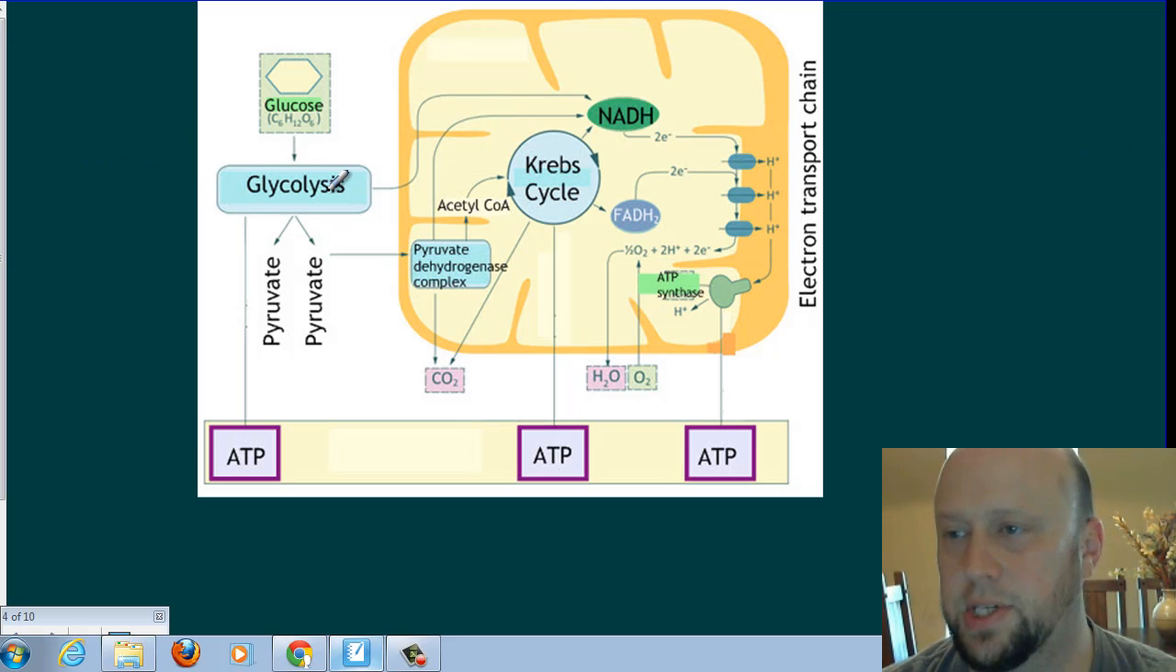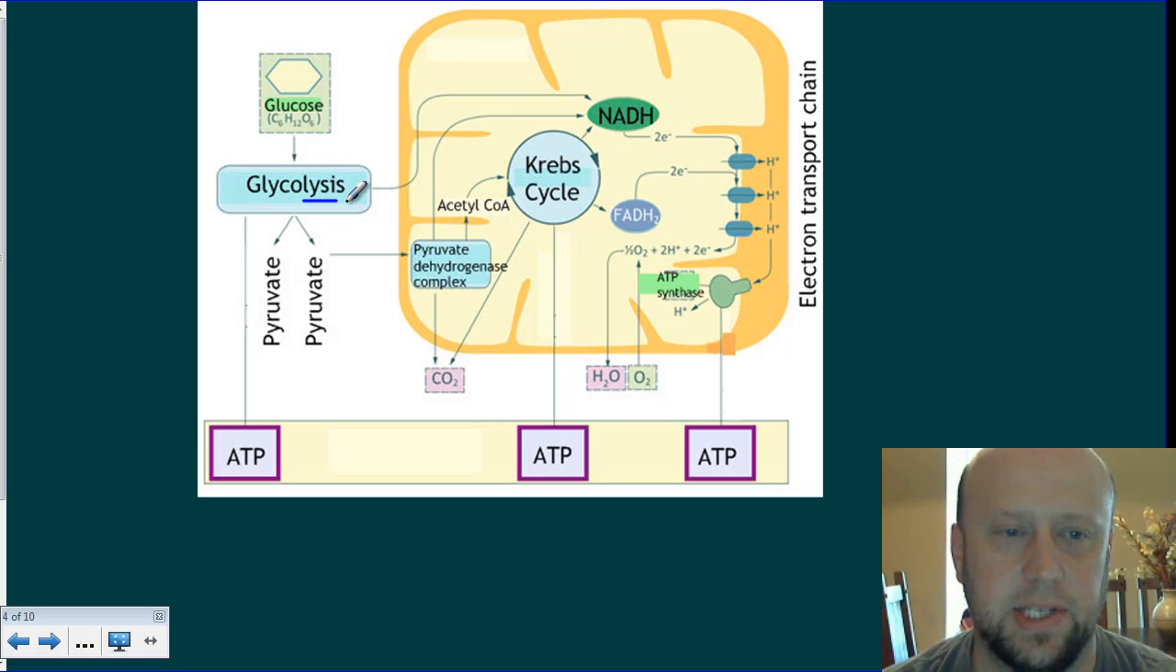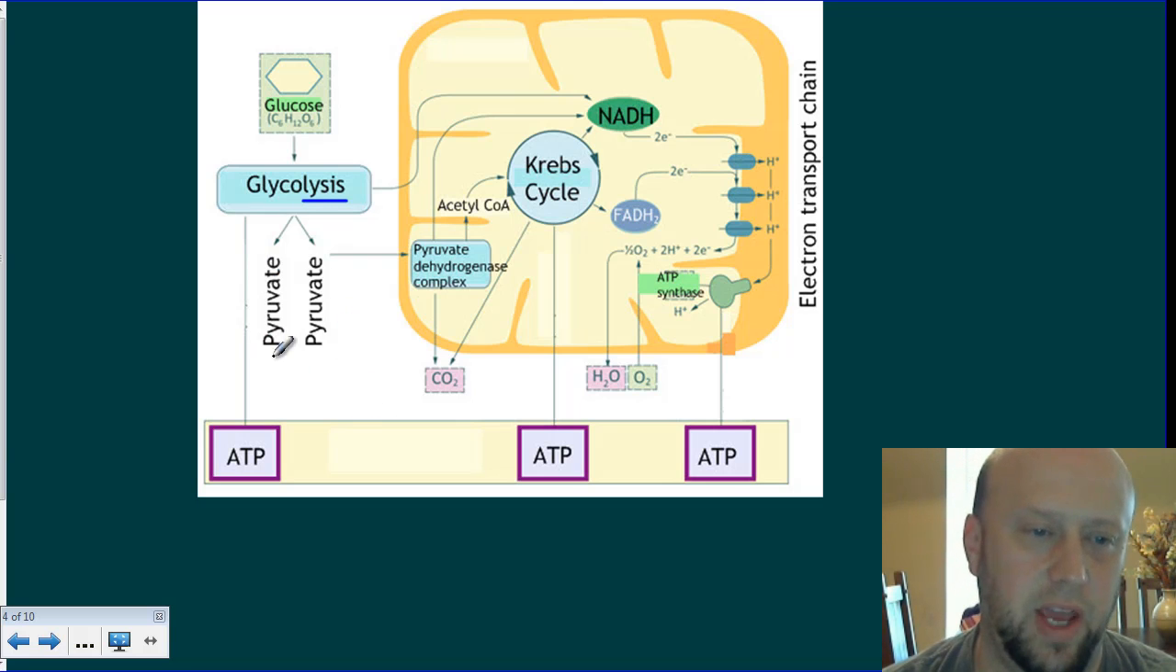And what glycolysis is, when you see the term lysis, that means something is being broken down. So like we had lysosomes. Lysosomes break stuff down. So in glycolysis, what's being broken down is glucose. Okay, we're breaking down that glucose. So that glucose gets broken down into 2 pyruvate molecules.